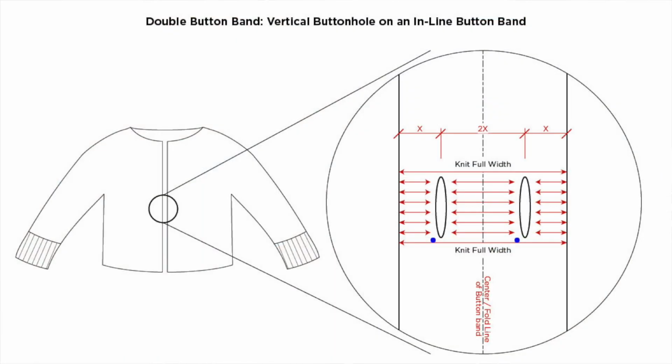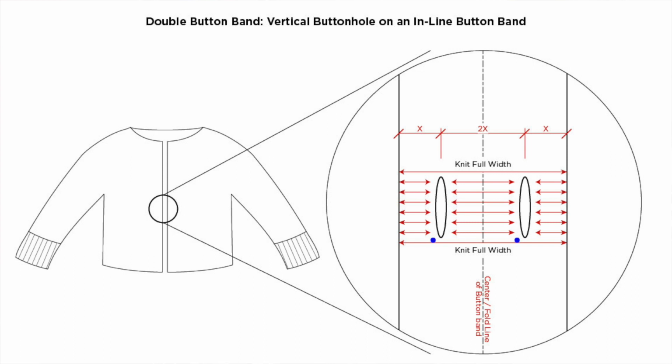I think the other application that we would typically see in a double button band would be if we were working an inline button band, so it's knit the same direction that our sweater is worked, and we would use the vertical buttonhole method. The construction for a button band that is double wide using the vertical buttonhole method can be done either, again, in part of the garment, knit at the same time as the sweater, or created separately and then sewn onto the garment.